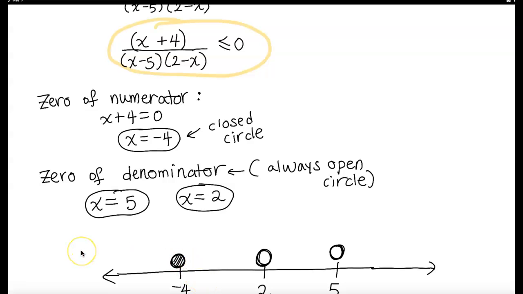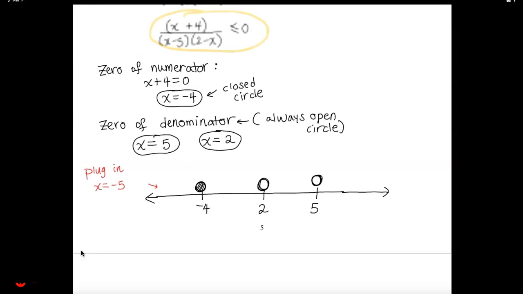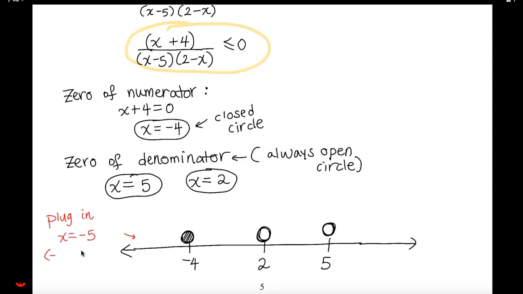Let's pick a number that is to the left of negative 4. How about I plug in x equals negative 5. If I plug in negative 5 into the circled inequality, I will get negative 5 plus 4 over negative 5 minus 5 times 2 minus negative 5. Oh, we have to be careful with all these symbols. And I want to see if that is less than or equal to 0.